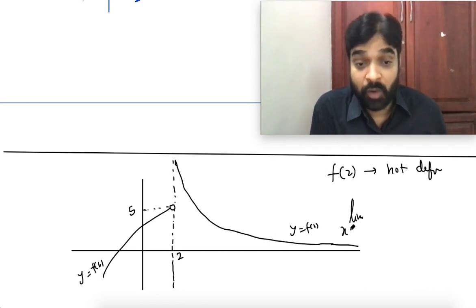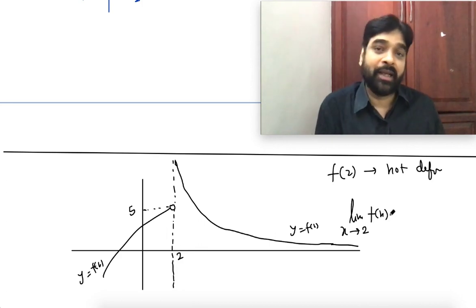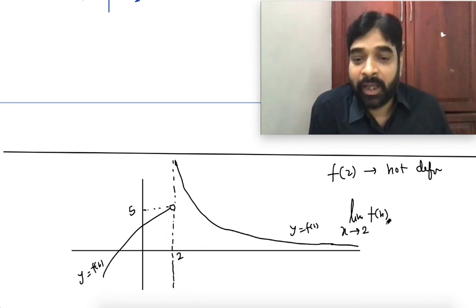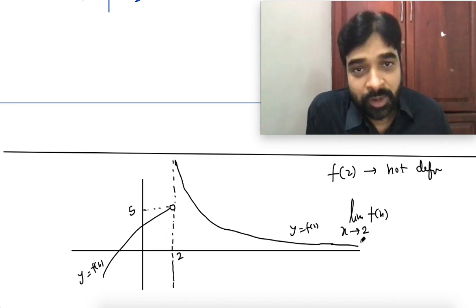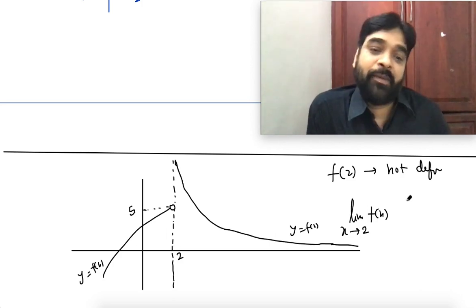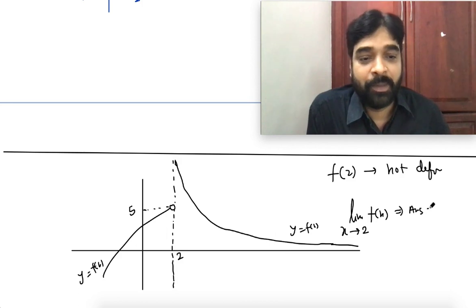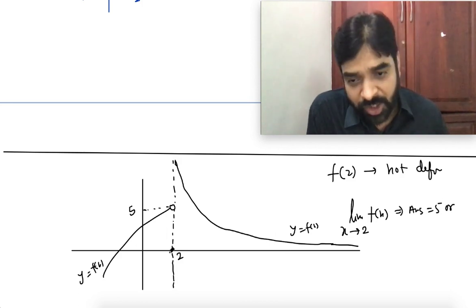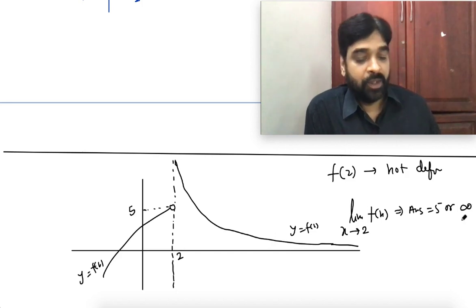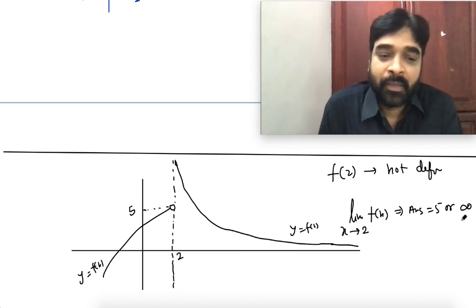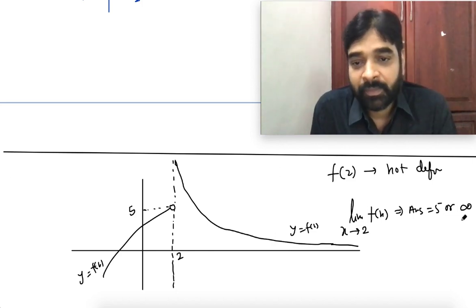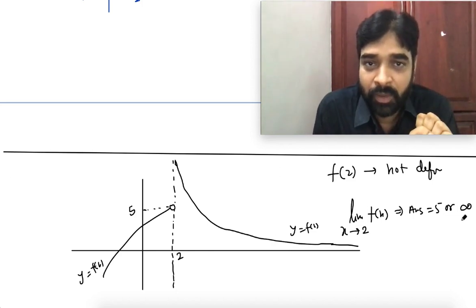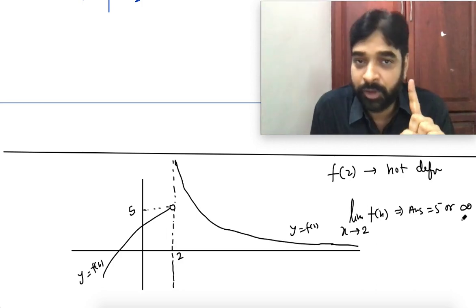Then you will ask, okay, at 2 you are not defined, but if I am not going on 2, I am very near to 2, then tell me what is the value. Then also again graph will say, you are very near to 2, but you didn't tell me the exact location of yourself. If you are just before 2, answer will be 5. If you are just after 2, answer will be infinity. So this question again has two answers. 5 or infinity. Can you visualize? You should be able to visualize.